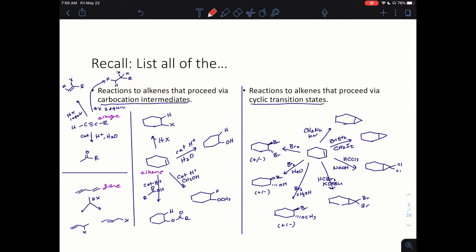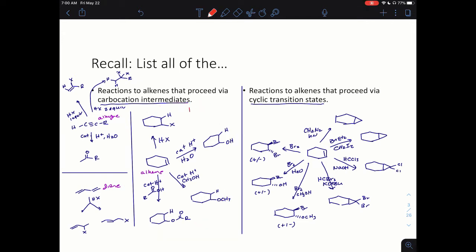Let's compare what I've sketched out to what you came up with. We'll start with the reactions that occur by carbocation intermediates. We discussed the starting materials: alkenes, alkynes, and dienes. We'll start with alkenes. I'm not going to list off the reactions because you've already learned them, but let's think about what they have in common.